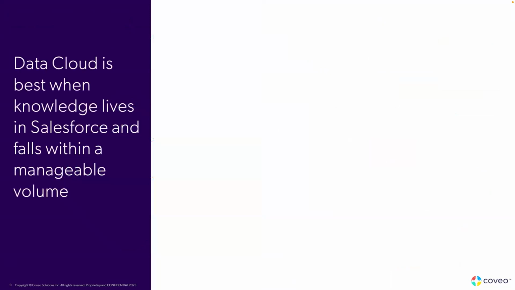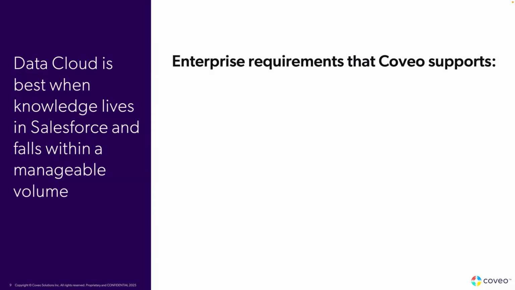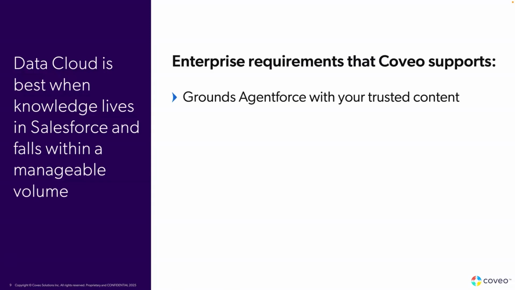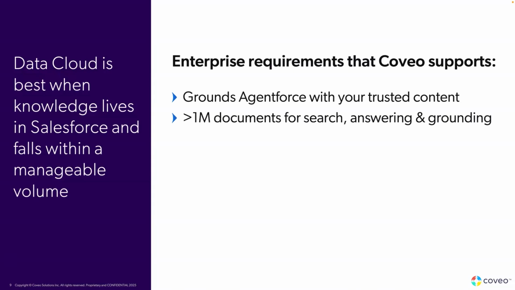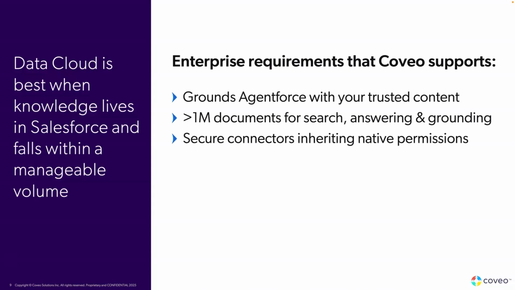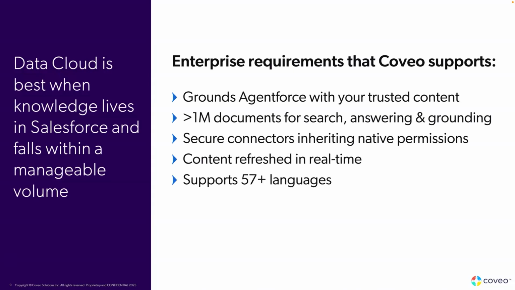Now, when it comes to Data Cloud, we see that it's best when the knowledge lives in Salesforce and falls within a manageable volume. However, enterprise requirements that we support can include grounding Agentforce in your trusted content, amounts of documents that exceed 1 million for search, answering, and grounding, secured connectors inheriting native permissions so you don't have to manually replicate permission models, fast content refresh so that it's almost real time, and support for over 57 languages. Those are some of the things that make us a fit for large enterprises.